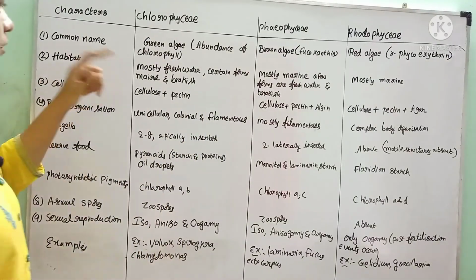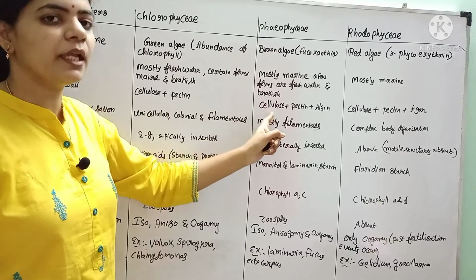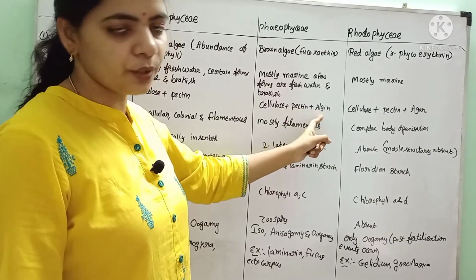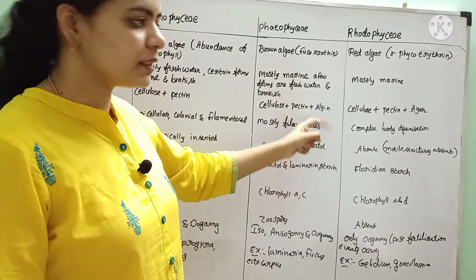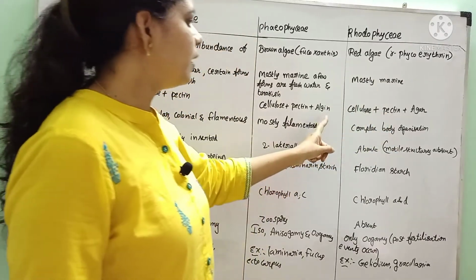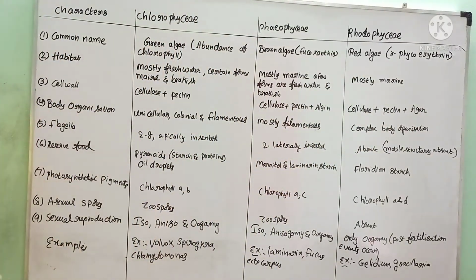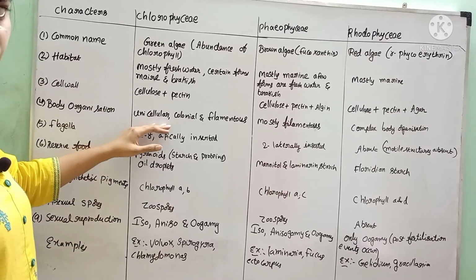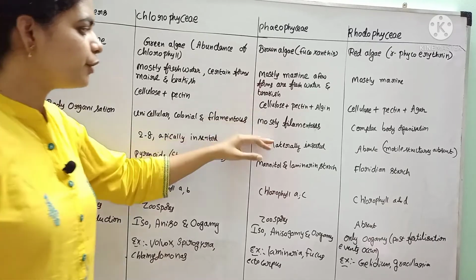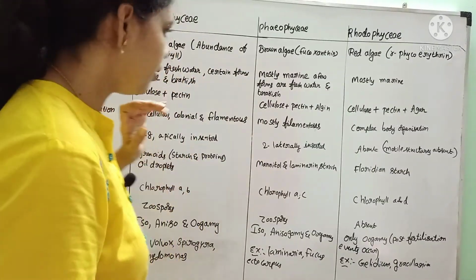And the cell wall of Chlorophyceae members is made up of cellulose and pectin, whereas in Phaeophyceae the cell wall is made up of cellulose and pectin, and in addition a hydrocolloid called algin is present. In Rhodophyceae, cellulose and pectin are present, and agar is also present. As for body organization, Chlorophyceae are unicellular organisms, some are colonial and some are filamentous in nature. In Phaeophyceae, these are mostly filamentous, and Rhodophyceae have a complex body organization.